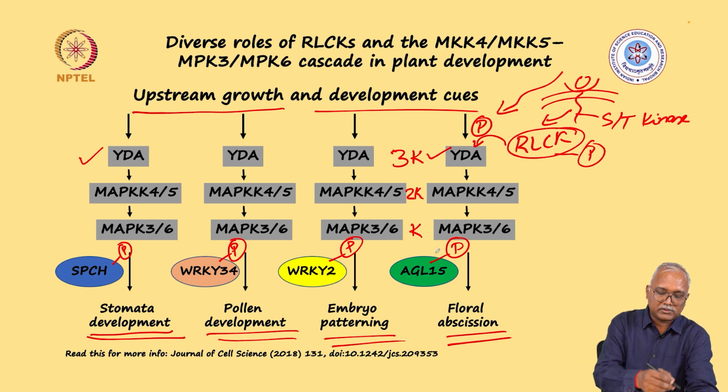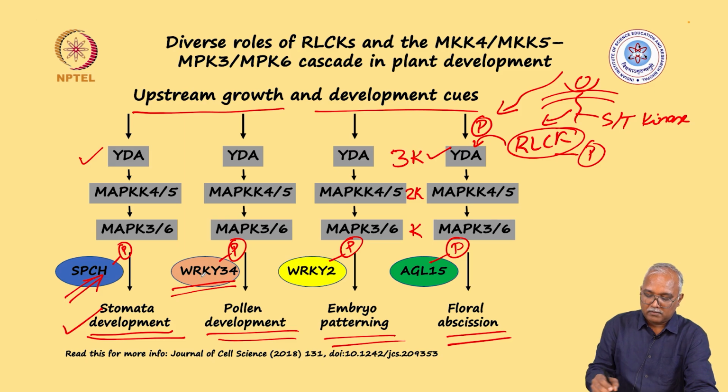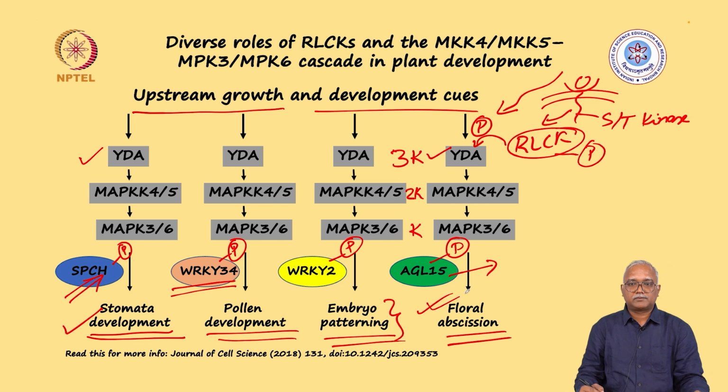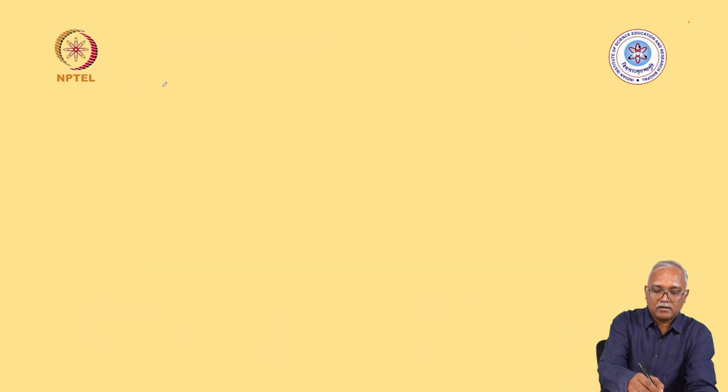If you take an example, we saw in the previous case that in stomata development you had this molecule called SPEECHLESS. Then in pollen development you have this class of molecules called WRKY, of different types, because you see WRKY34 is working in pollen development and WRKY2 is working in embryonic patterning. Similarly, you can have multiple other types of final regulator or effector, like here AGL15, which is important for floral abscission.